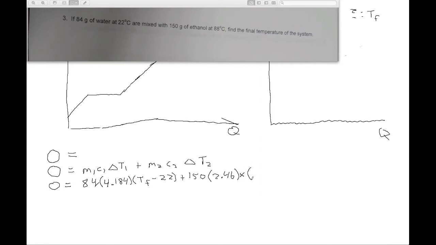And then that's multiplied by... what would go next? So now we would take our masses and multiply them by their respective... Good. What went right here in your equation? TF minus 88. Okay, good. Now we take our masses and multiply them by their respective specific heat, so 84 grams times the specific heat of water, I get 351 times TF minus 22, and then 150 grams times 2.46 gives me 369 times TF minus 88, and you can distribute those, and then you get 0 is equal to 3.